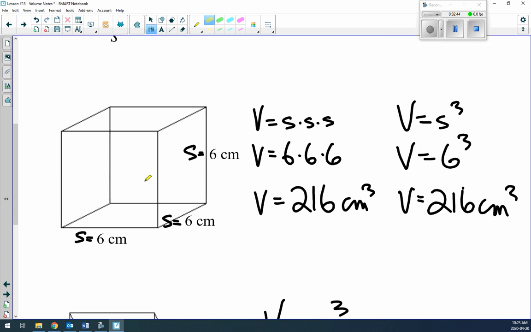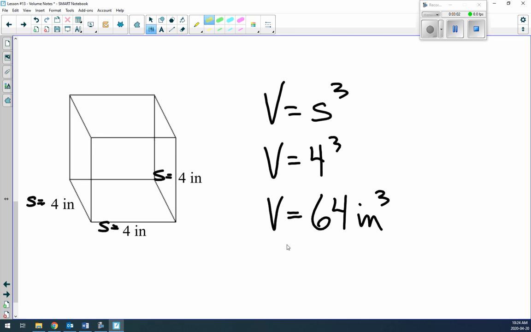Okay, so here's a cube, 6 centimeters by 6 centimeters by 6 centimeters. So 6 times 6 times 6, or 216 centimeters cubed. If you did it with the other formula, as in S cubed, you go 6 cubed, plug that into your calculator, 216. You get the exact same answer. So it really doesn't matter which way you do it.